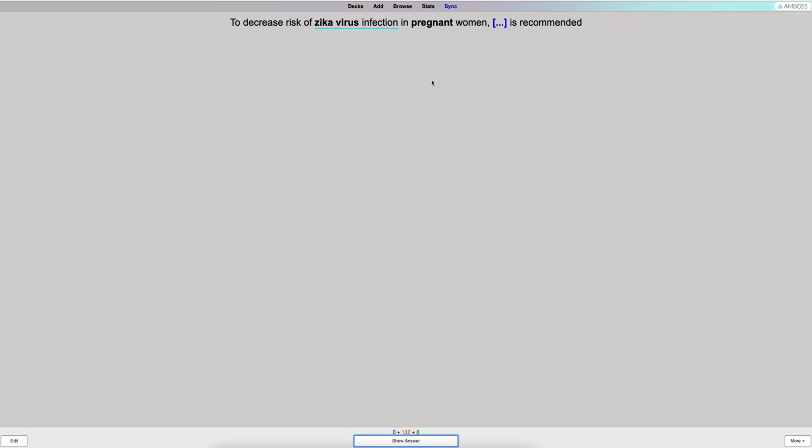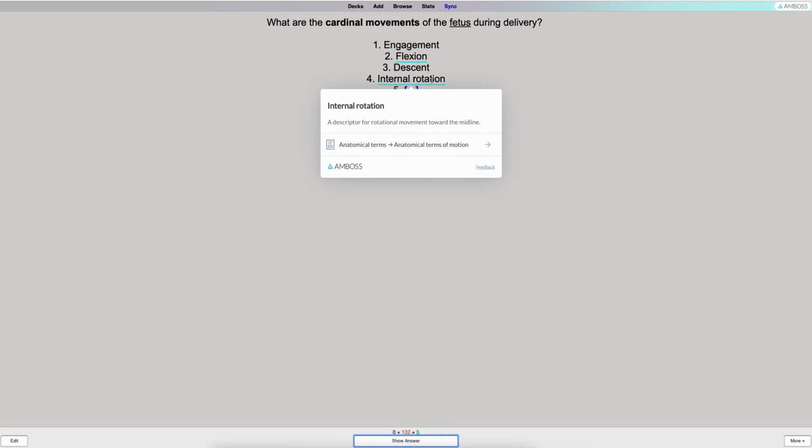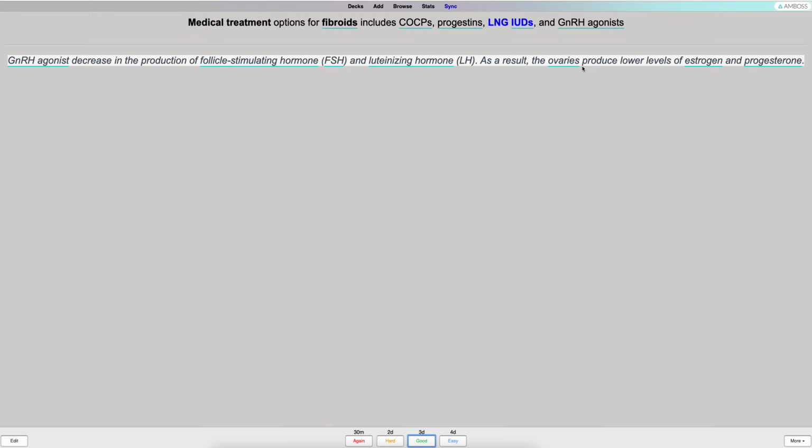To decrease the risk of Zika infection, you want to avoid traveling to endemic areas. And you can diagnose Chlamydia pneumoniae infections by PCR or NAAT of conjunctival or nasopharyngeal swabs. Uterine artery embolization is used only in premenopausal women who do not desire fertility. Cardinal movements include descent, extension. Poor outcomes of hydramnios include cord compression. Medical treatment of fibroids includes COCPs, progestin, GnRH agonists, IUDs.